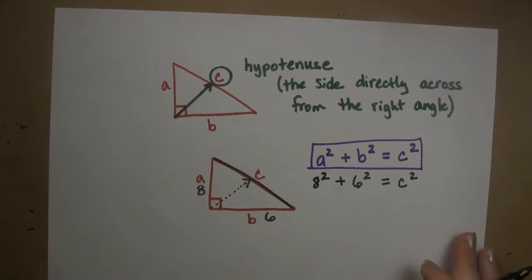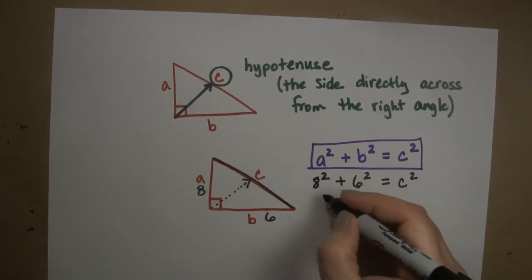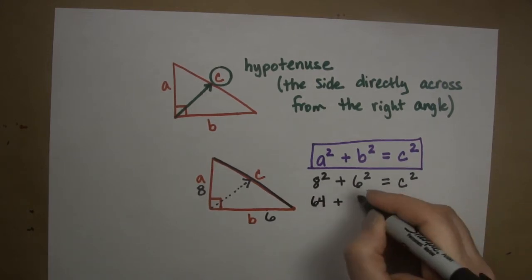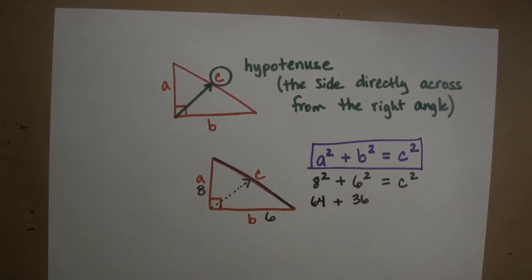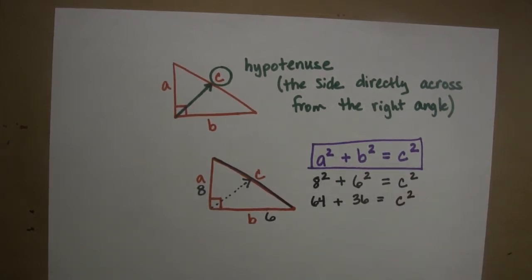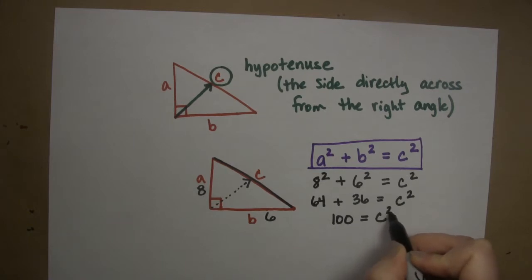All right, so get out your handy dandy calculators. 8 squared is 64. 6 squared is 36. Do you see what I'm doing? I'm just substituting those numbers in, equals C squared. So the next thing to do is probably add those like terms, right? So we get 100 equals C squared.